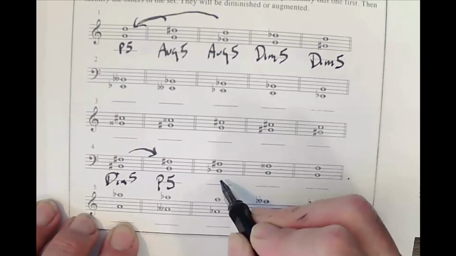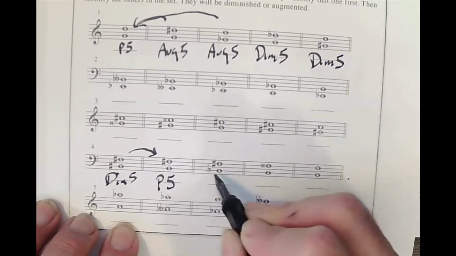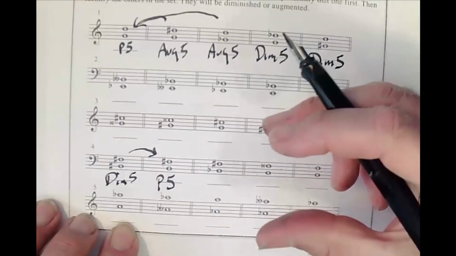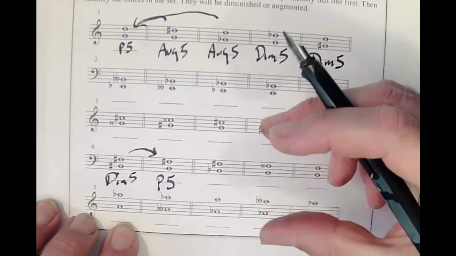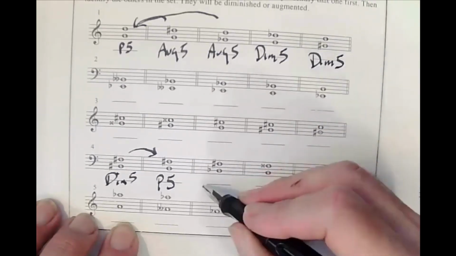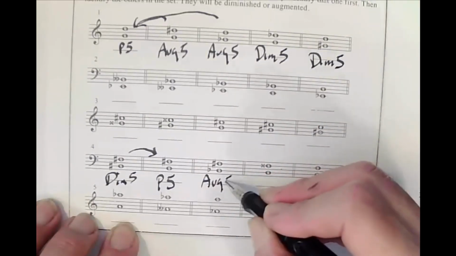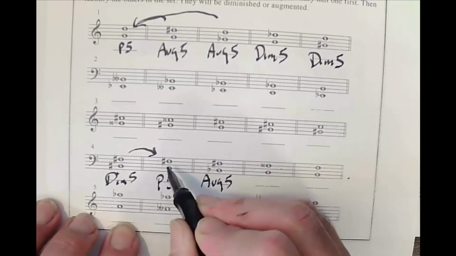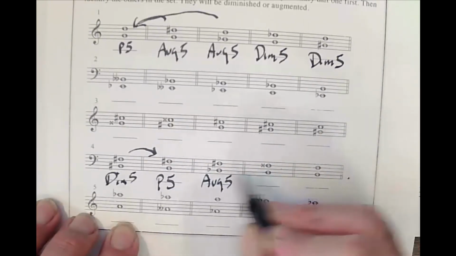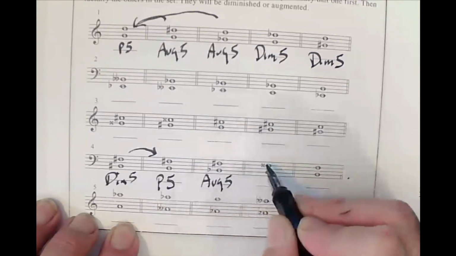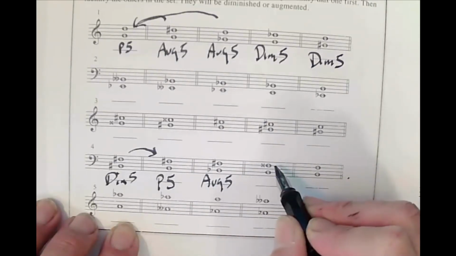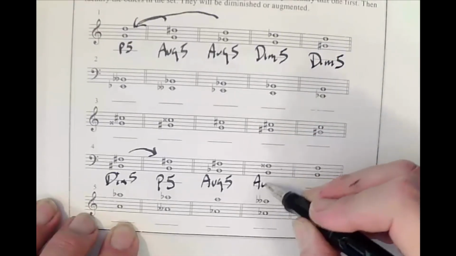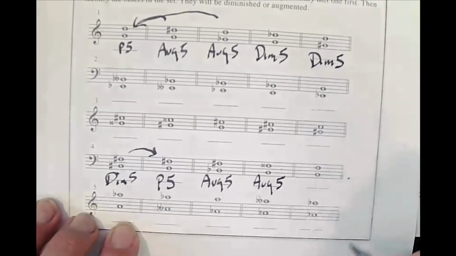Let's look at this one. Can you see that the floor has been lowered compared to that one? So if you take the interval and lower the floor, you can see it expands the interval. So this is an augmented fifth. We're going to take this one and compare it back to the perfect fifth. Notice the floor is the same, but the ceiling has been raised. It went from sharp to double sharp. So that expands the interval. We'll call this an augmented fifth.